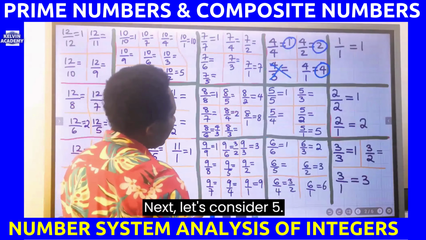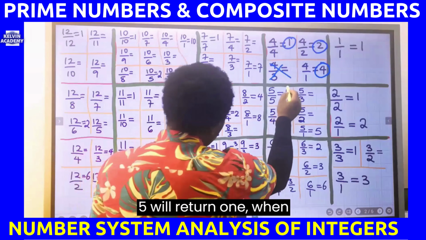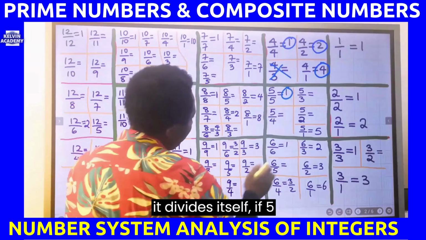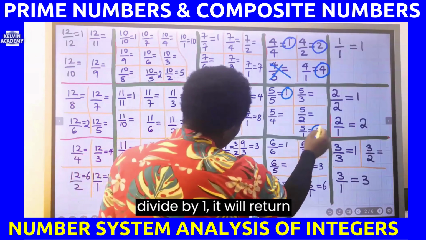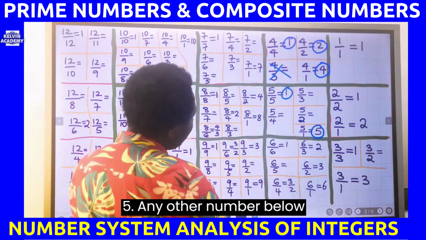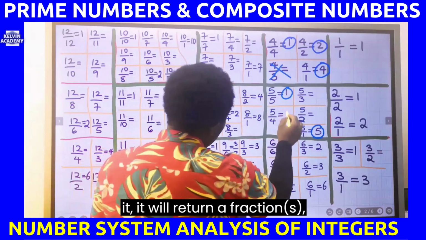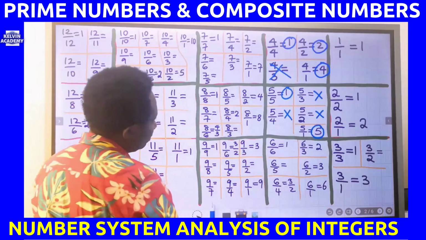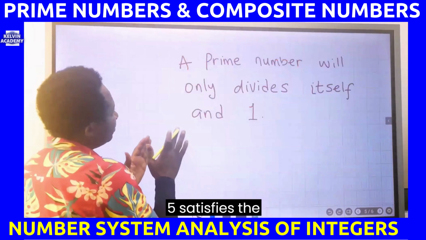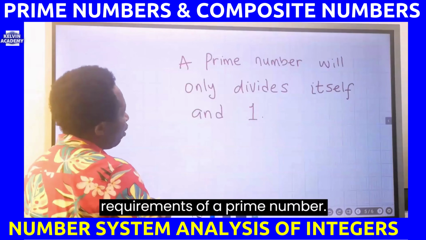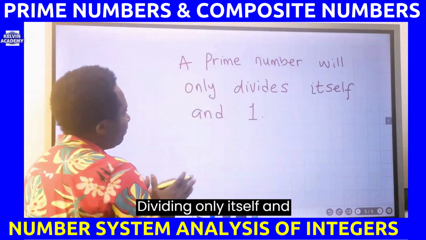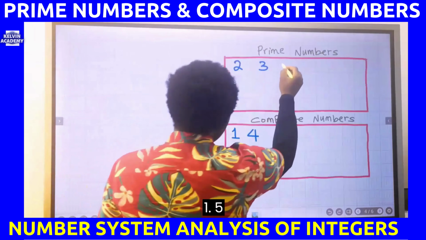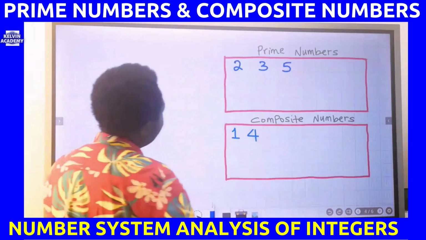Next, let's consider 5. 5 will return 1 when it divides itself. If 5 divided by 1, it will return 5. Any other number below it, it will return a fraction, which we are going to ignore. 5 satisfies the requirements of a prime number, dividing only itself and 1. 5 is a prime number.